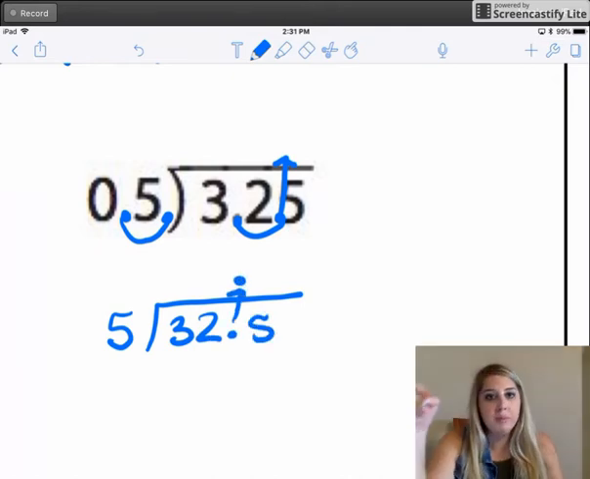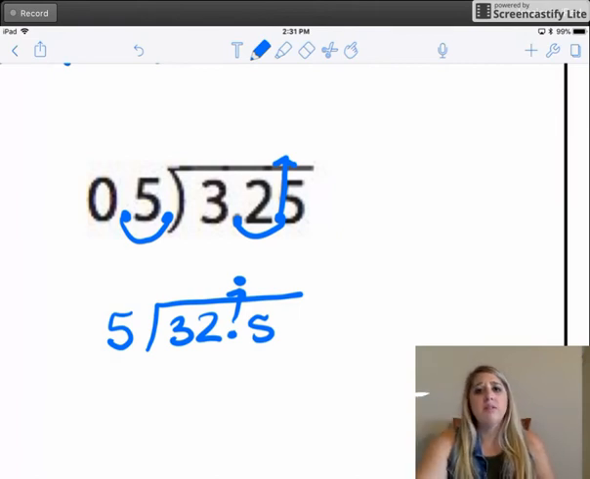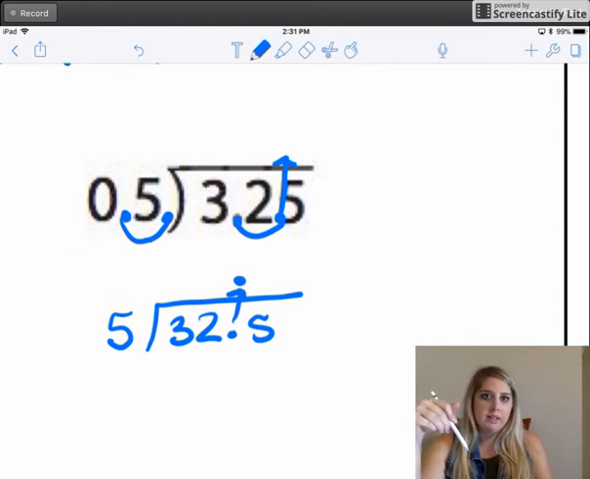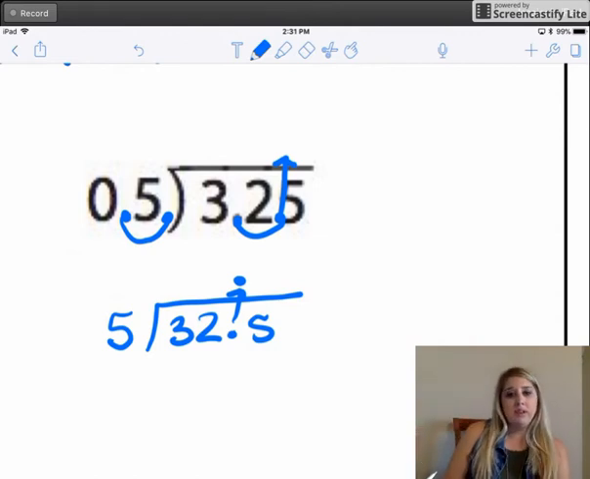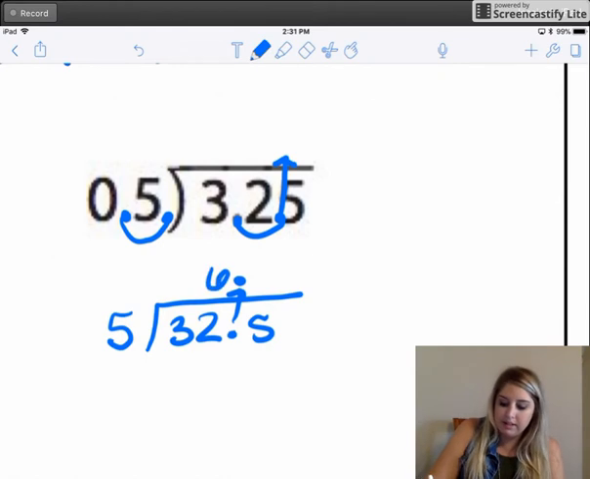So do you see how I moved that? It was 0.5, now it just became 5. And I like rewriting it like that because it helps me see the problem a little bit easier. And now it's just a regular dividing problem. So 5 goes into 3. Nope. 5 goes into 32. Yes, it does. It goes in 6 times.